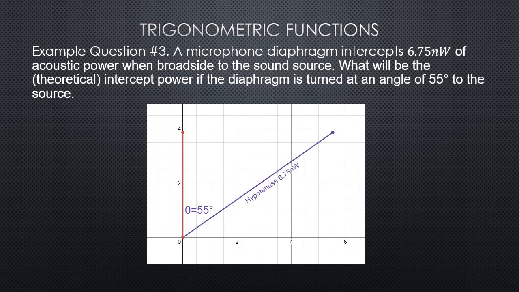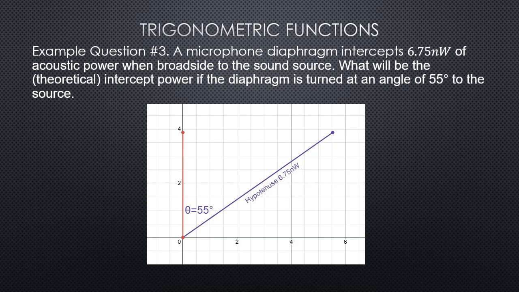Example question number 3. A microphone diaphragm intercepts 6.75 nanowatts of acoustic power when broadside to the sound source. What will be the theoretical intercept power if the diaphragm is turned at an angle of 55 degrees to the source? So this one's a little bit tricky, just to think about what they're asking for.